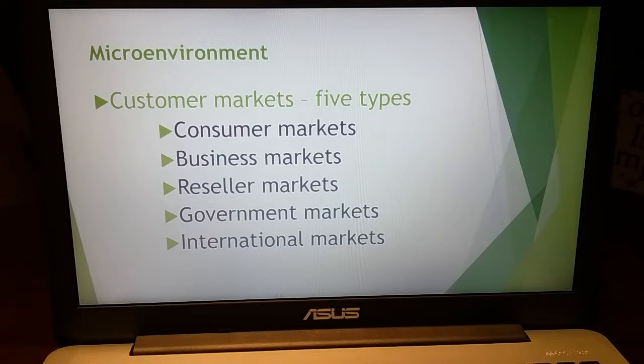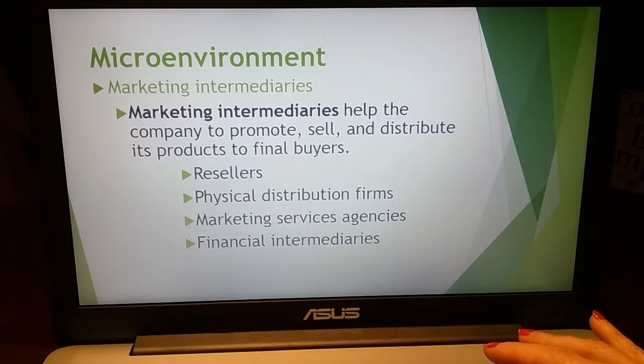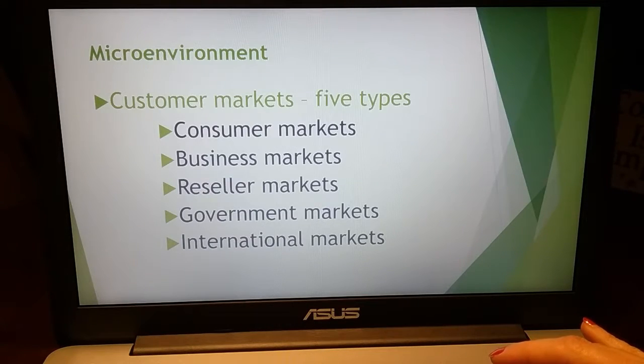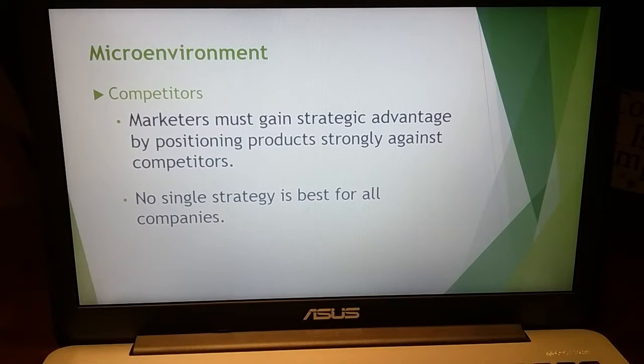Okay, so continuing on with the microenvironment, we'll go back again to review. The company, the suppliers, marketing intermediaries, customers, and competitors. Now we're on competitors. Competitors are people who we are in competition with. The trick is to find out what is your strategic advantage? What is their strategic advantage over your strategic advantage? What is it that your competitors do better than you do, or say they do better than you do? And is there something coming down the pipeline that they're really going to challenge you with?